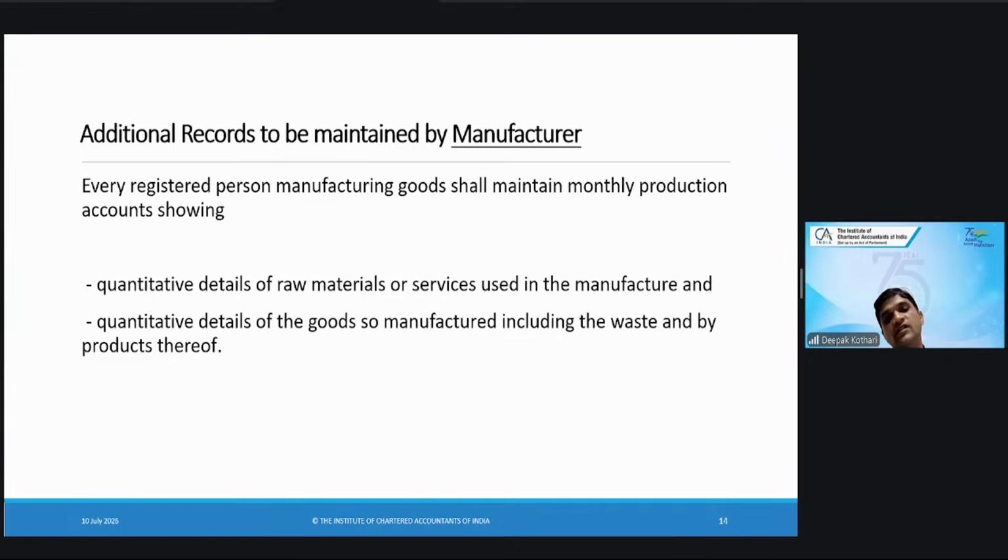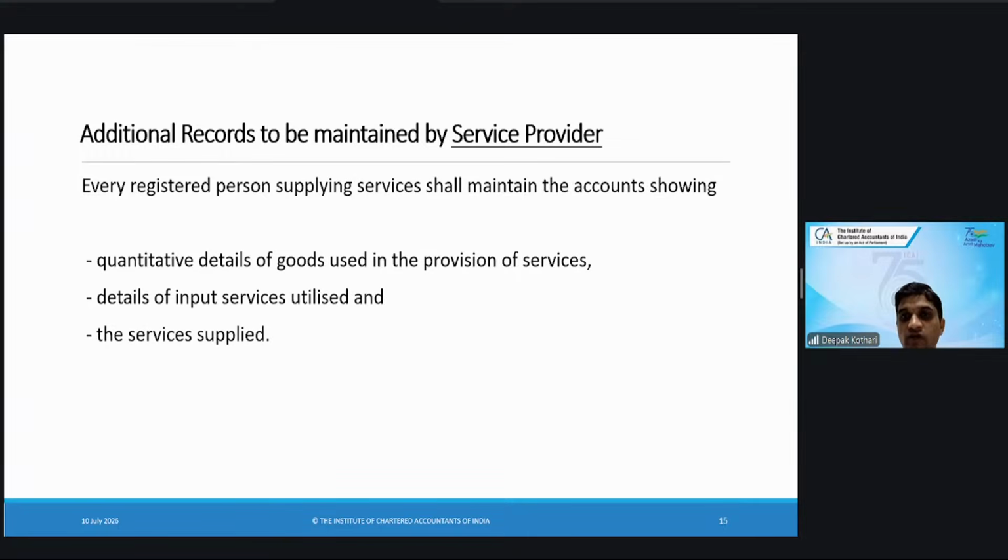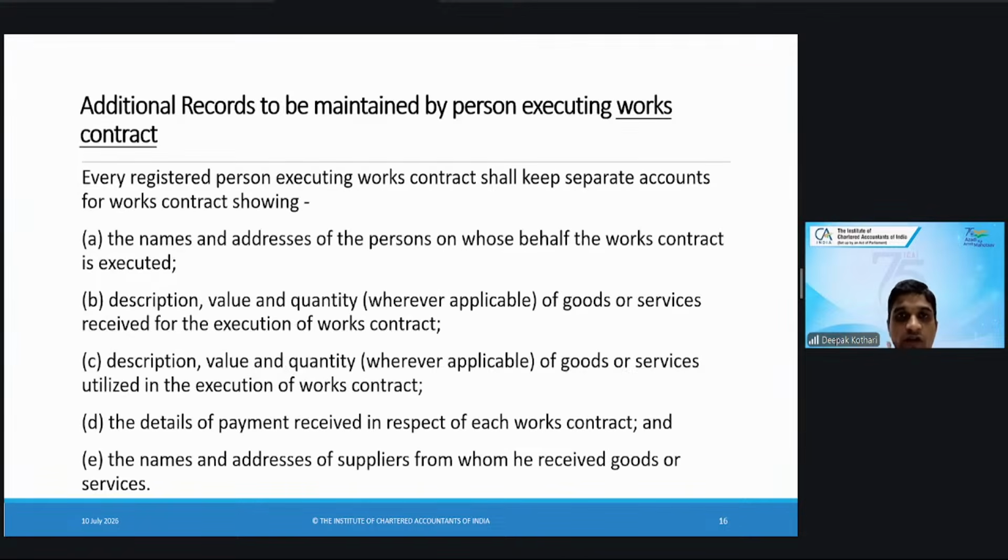Then manufacturer. Again, this is very theoretical, but once you understand the flow, a manufacturer will do manufacturing of goods. So he will require raw materials; the details of raw materials and the manufacturer details will be required. Service provider: quantitative details of goods which he is using for his services, details of input service received, and details of services supplied. So that's how each flow is here.